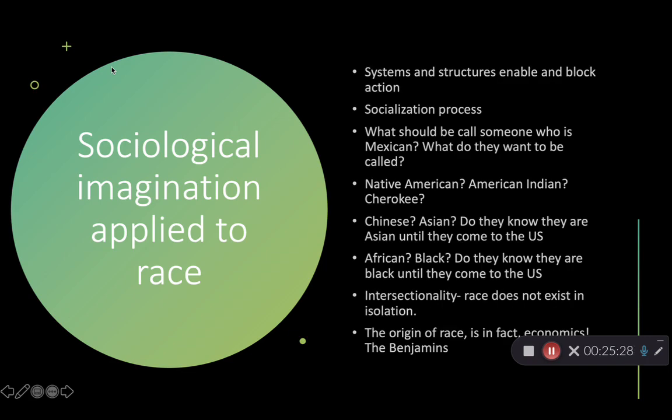Again, intersectionality is the idea that race does not exist in isolation. Race came about for economic purposes so Europeans could dominate the upper classes and subjugate everybody else into the lower classes. It's all about money.